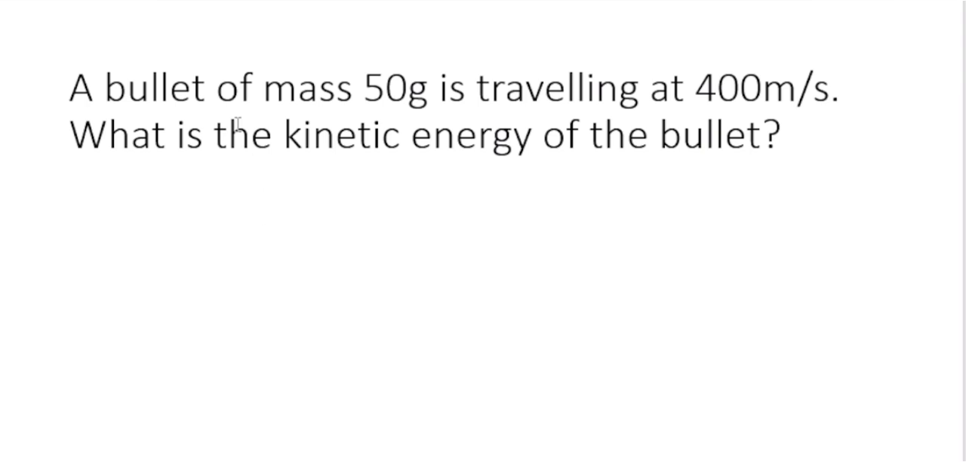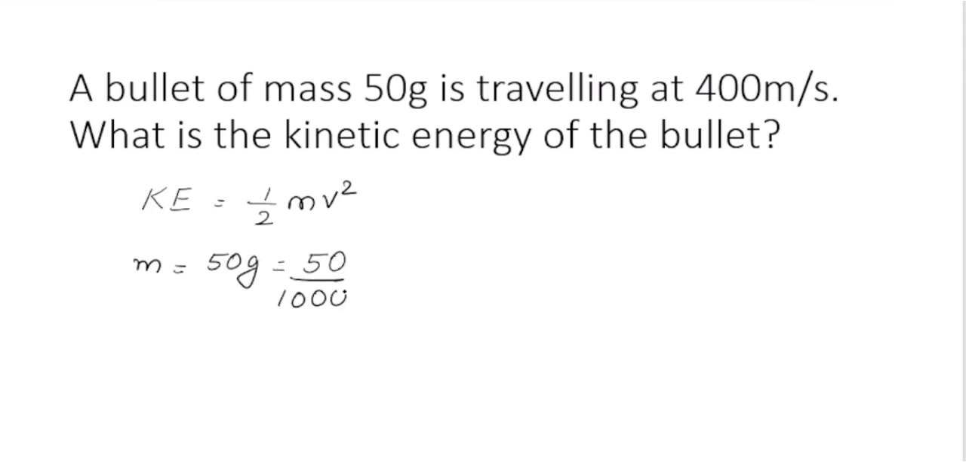A bullet of mass 50 gram is traveling at 400 meter per second. What is the kinetic energy of the bullet? Here we know the equation we are familiar with, half mv square. Here mass is given as 50 gram, but remember gram is not an SI unit, so we have to convert it into the SI unit kilogram. So divide it by 1000. So 50 by 1000 is 0.05 kilogram. And it is traveling at a velocity of 400 meter per second.